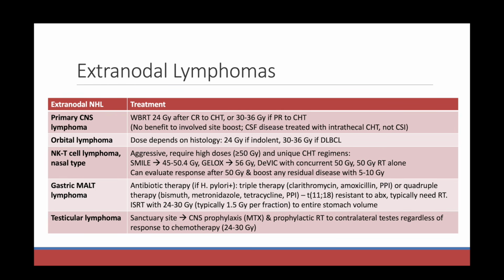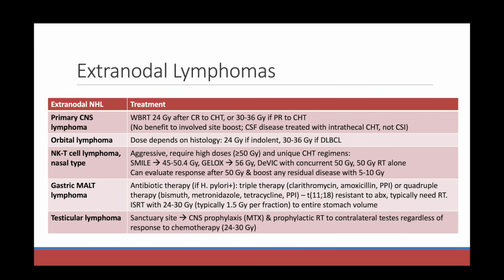Gastric MALT lymphomas, these are often associated with H. pylori infection, so you do want to test for H. pylori, and if it's positive, you can give antibiotic therapy, so you can give triple therapy antibiotic. There is a translocation we can see, the t(11;18) translocation for gastric MALT lymphoma, and this confers resistance to antibiotics. It's typically more aggressive and you need radiation for it. And the dose of radiation is usually 24 to 30 gray, typically 1.5 gray per fraction. Just go a little bit slower for treating the entire stomach.